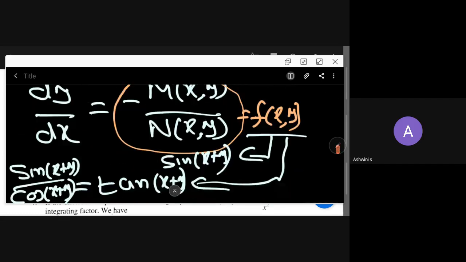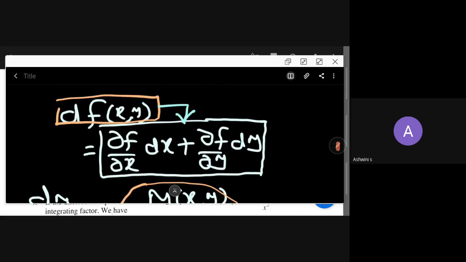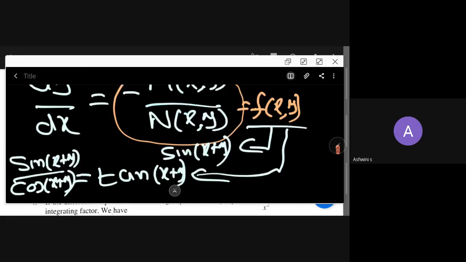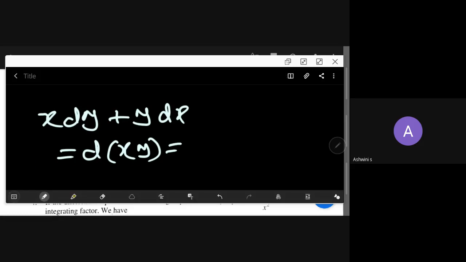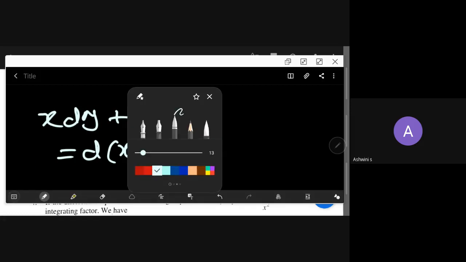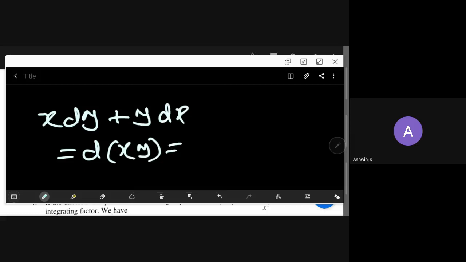So total differential means, here I wrote, ∂f/∂x dx plus ∂f/∂y dy is called the total derivative. So here what is happening, if you look at this one, x dy. If you take our f(x,y) here as f of xy.